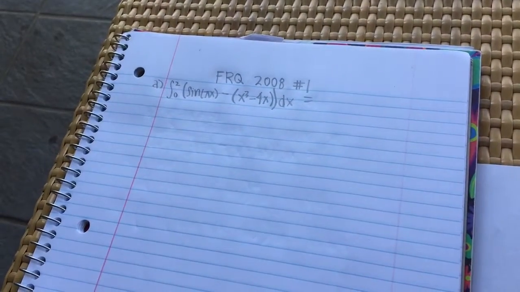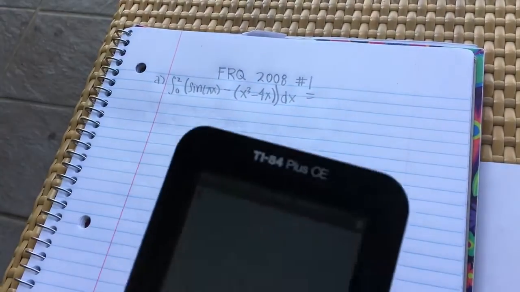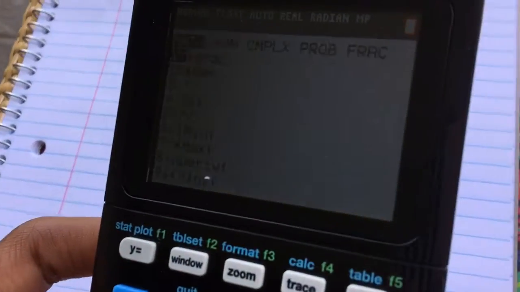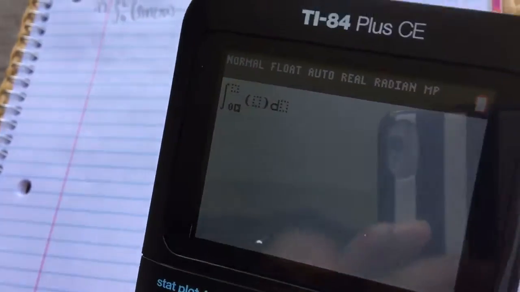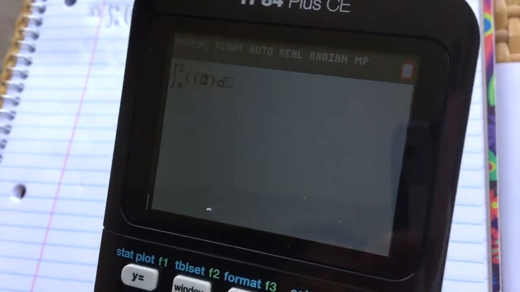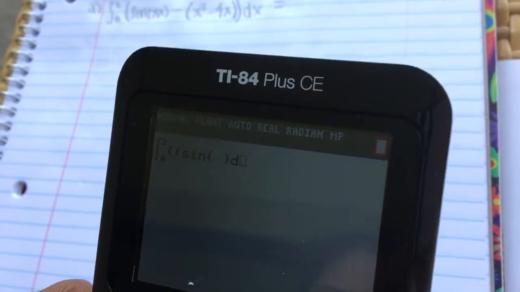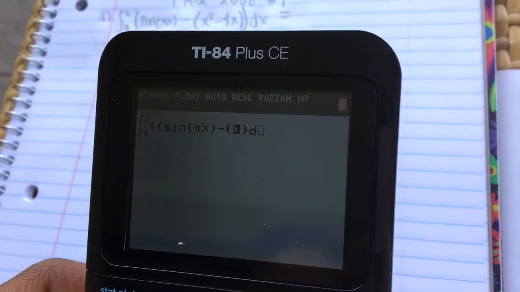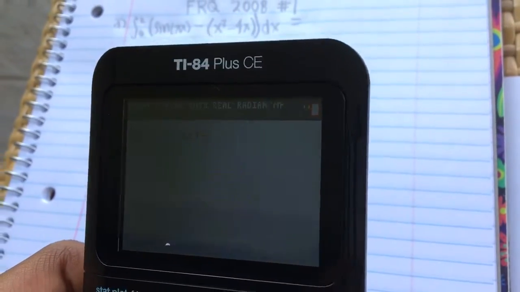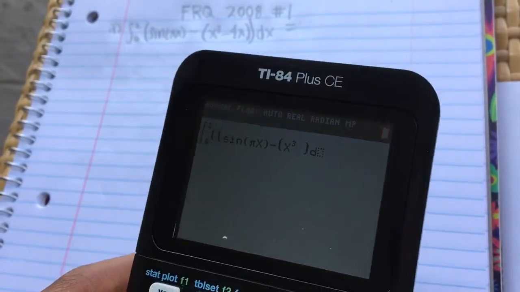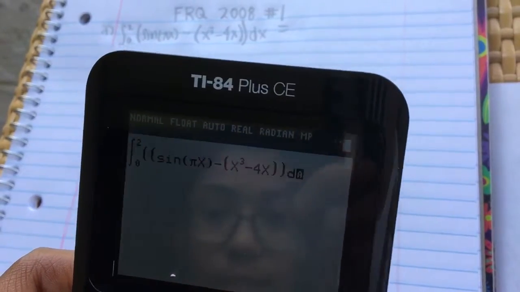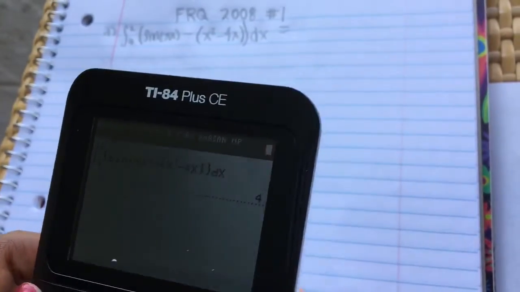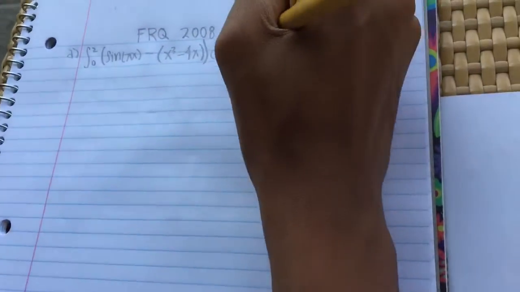So when we plug this into our calculator, we get the integral from 0 to 2 of sine of pi x minus x cubed minus 4x dx. We get 4 as our answer.